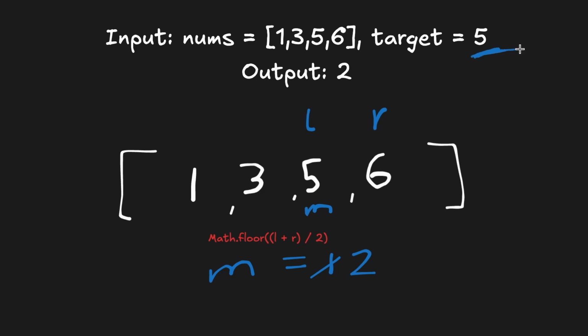We're going to say, is 5 equal to the value of the m index? It is. Return, boom. But let's say that this target was actually 4. We would have done everything up until now the same, right? But now we're saying, is 4 equal to m? No. Is 4 less than 5? Yes.